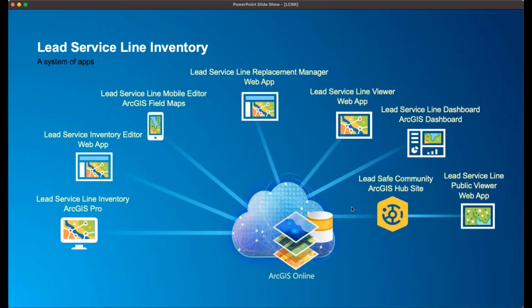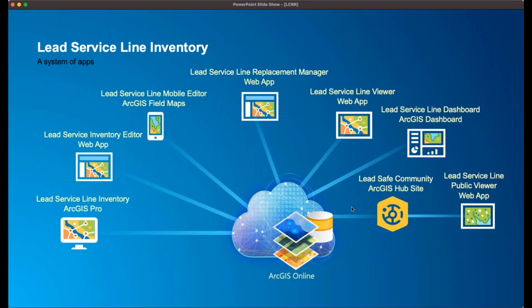When you deploy the lead service line inventory solution, what you're really getting is a complete system of apps that are designed to all work together to be able to do that inventory and manage the inventory. You're getting a lead service line inventory configuration for ArcGIS Pro. So this gives you a desktop GIS application that enables you to do high volume data edits. This is also where you're going to do some predictive analytics, which we do suggest that you do. And we'll talk more about that in a moment.